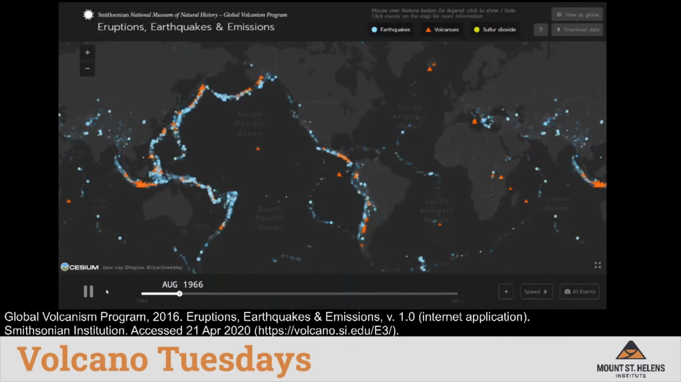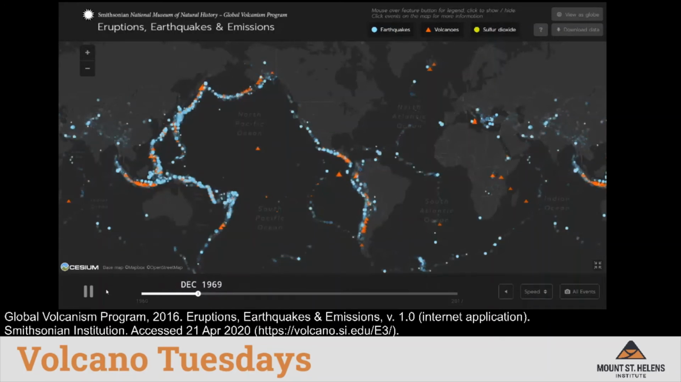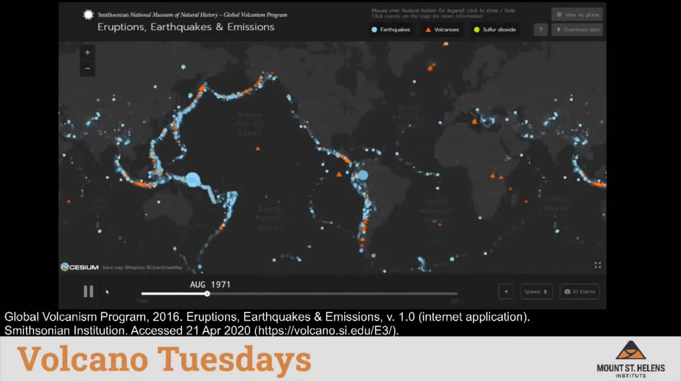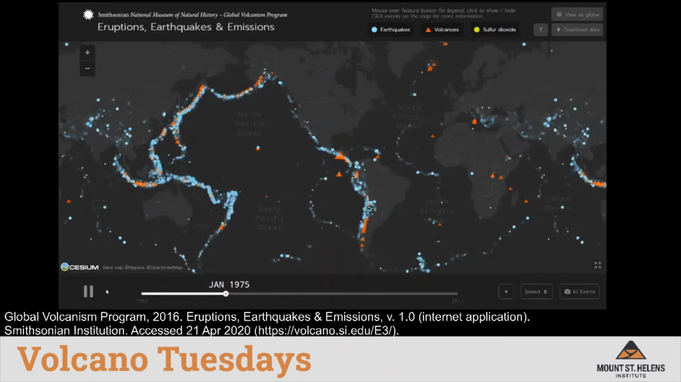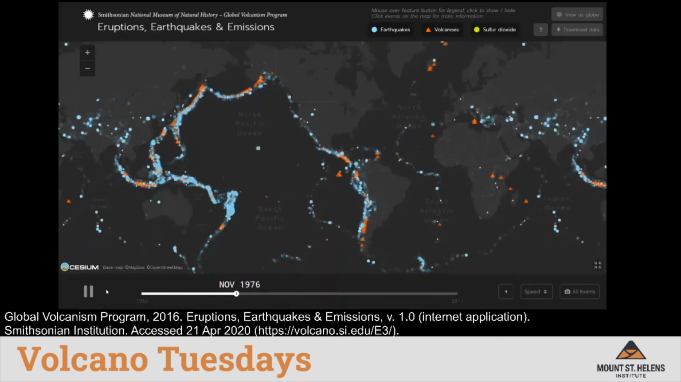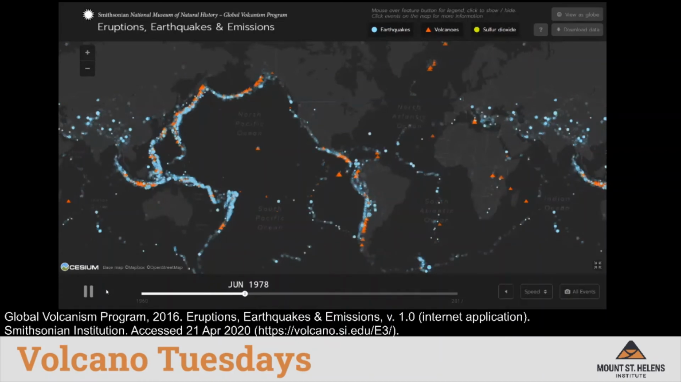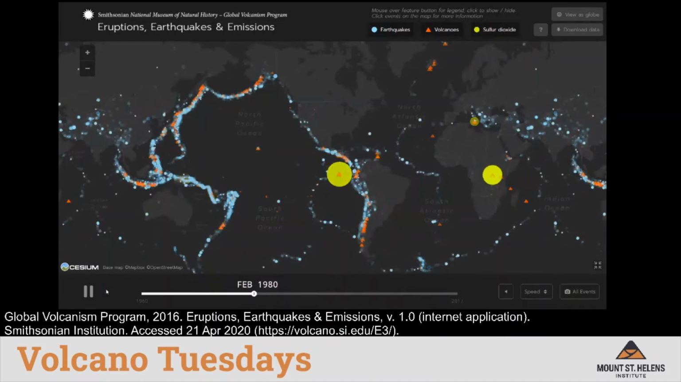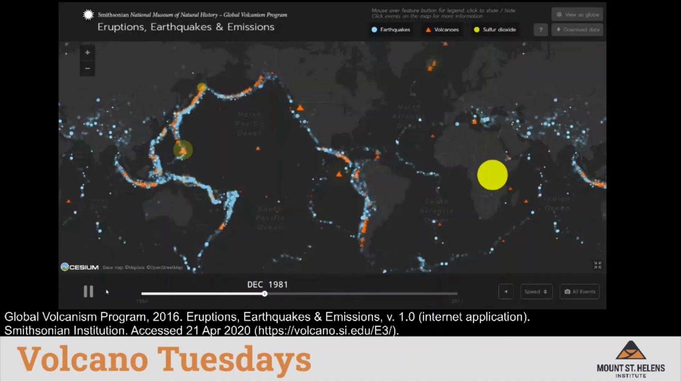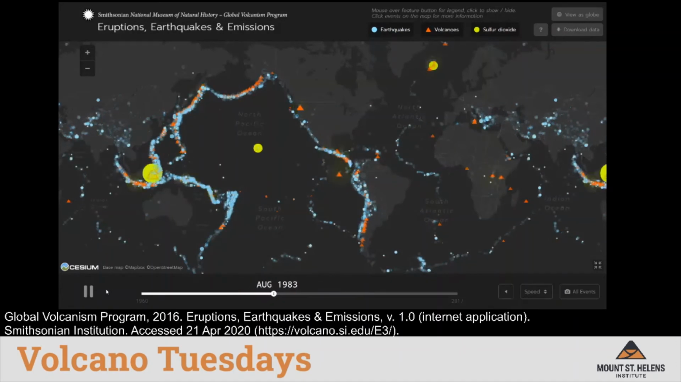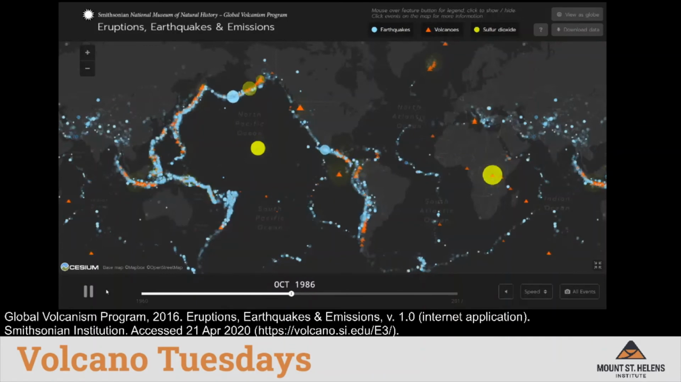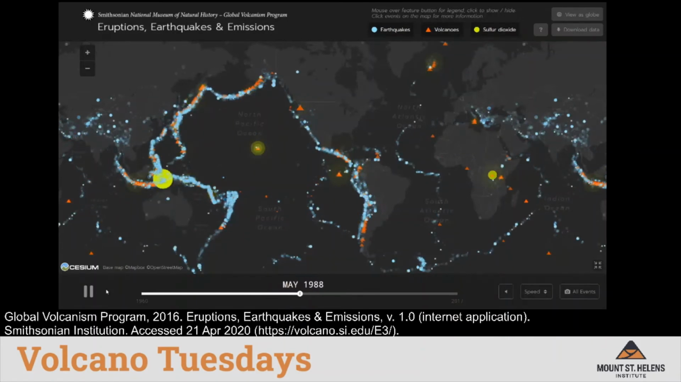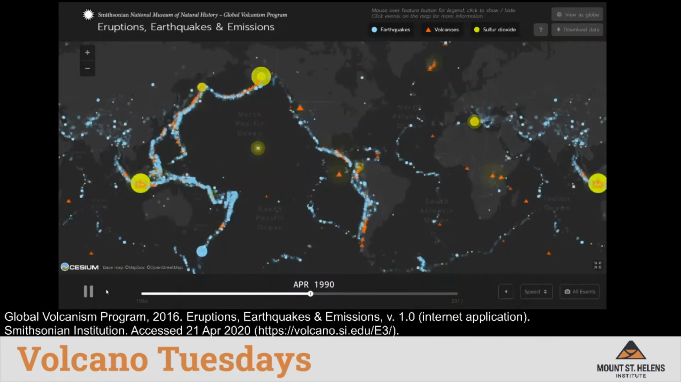Notice how the time advances on the bottom in the timeline. Notice first the abundance of volcanoes and earthquakes that occur around the world every single year. Every day there are volcanoes erupting around us. Also notice that there's a pattern to where the most common and frequent eruptions occur. Notice around the Pacific Ocean there is a ring, and that ring has many blue circles and red triangles, indicating earthquakes and volcanic activity.